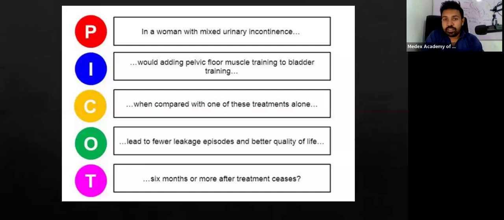Women with mixed urinary incontinence. Intervention would be adding pelvic floor muscle training or bladder training. Comparison, compared with one of these treatments alone. Outcome, leakage. Then the duration, six months or more after treatment ceases. So that is the PICOT structure. Mainly you can use PICOT.